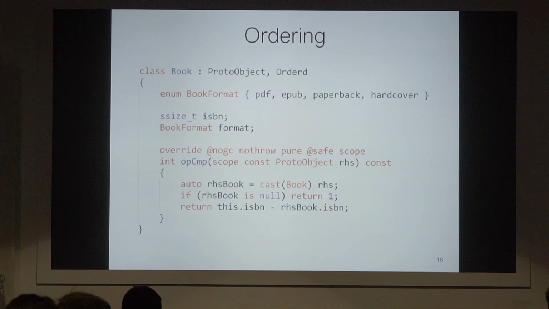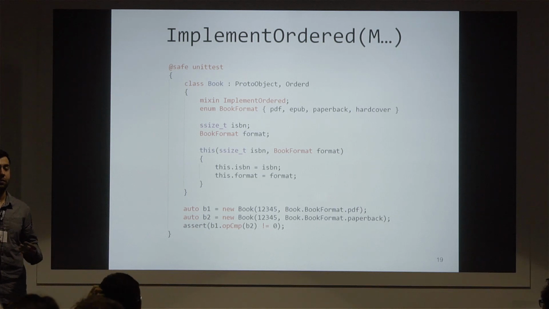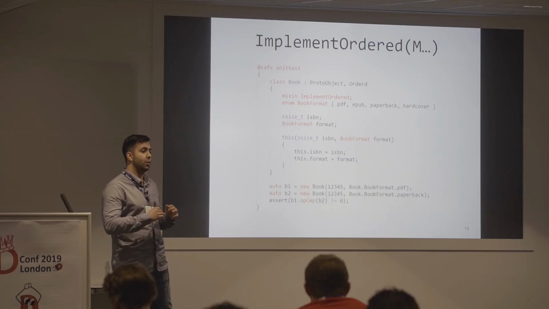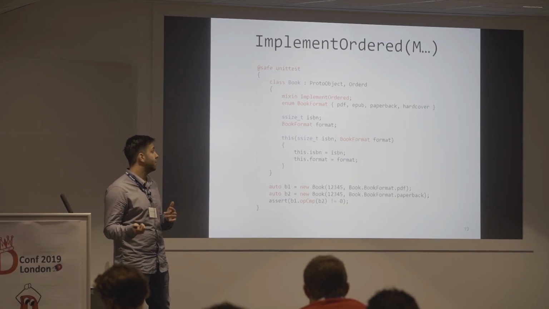All right. Okay. So as you can assume, this is going to probably generate some boilerplate for the user. And boilerplate is boring, and that's why we want to aid the user. So in order to do this, we implemented this mixin, implement ordered. What this basically does, in its most raw form, is go through all the fields inside your class and compare them with the right-hand side, right?